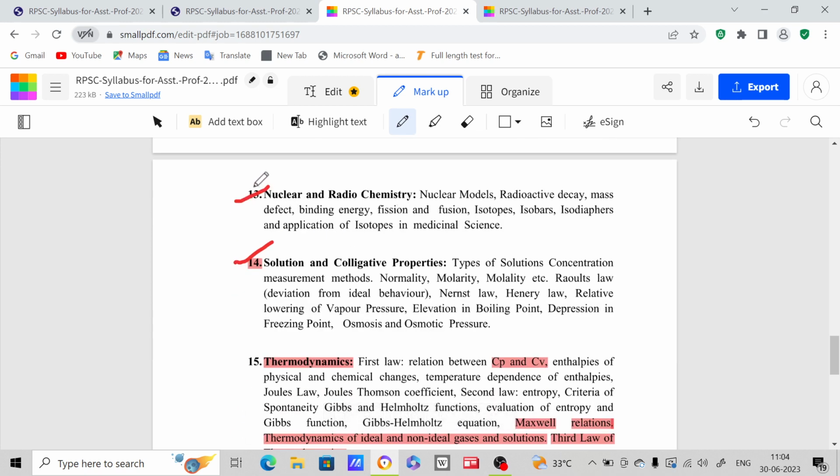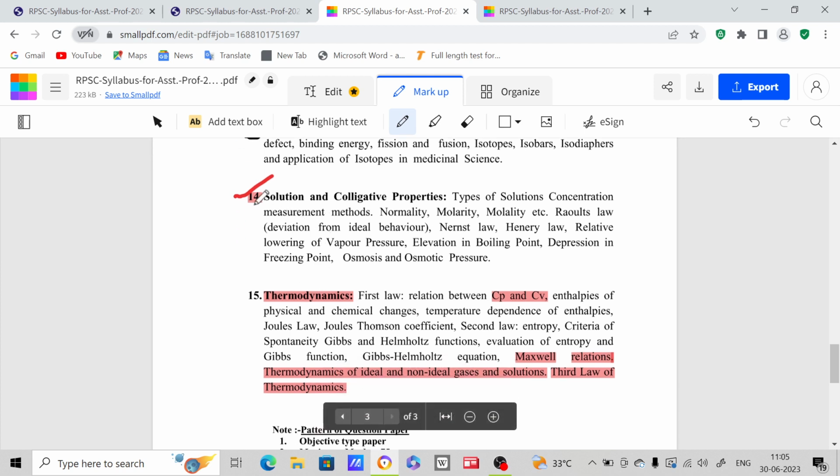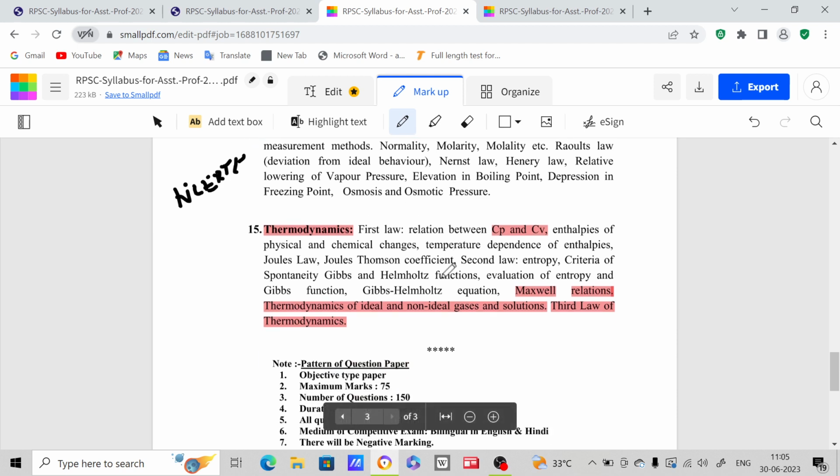I have already made a video on this particular nuclear chemistry. You don't need to worry about that. So just study that particular video. That is more than enough. Solutions, colligative properties. You can study this chapter again from NCERT. Study from NCERT and do practice questions from previous years. Next, thermodynamics. Maxwell relations are important.